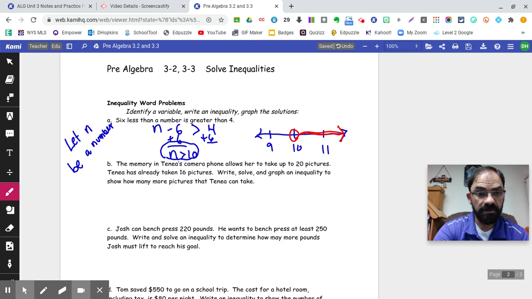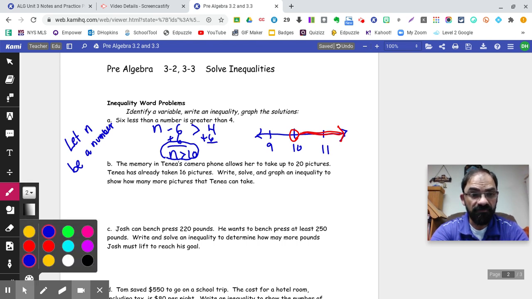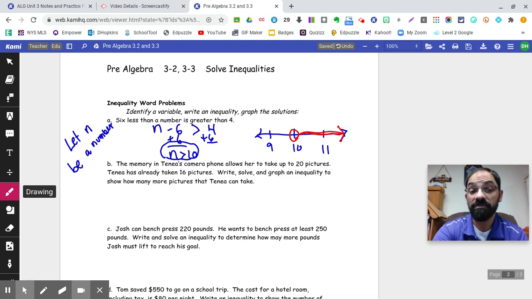Perfect. B, the memory in Tanae's camera phone allows her to take up to 20 pictures. Okay, now this was written a long time ago, so this happened. Tanae has already taken 16 pictures. Write and solve an inequality to show how many more pictures that Tanae can take. So she can take up to 20 pictures, and she's already taken 16.